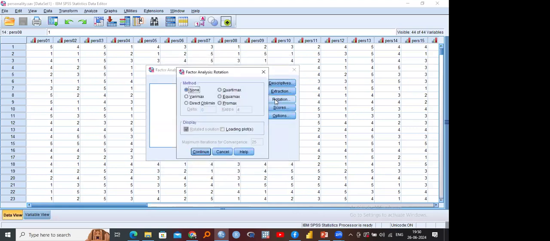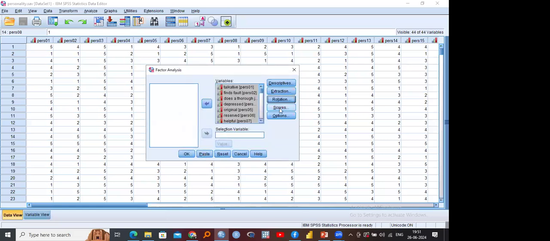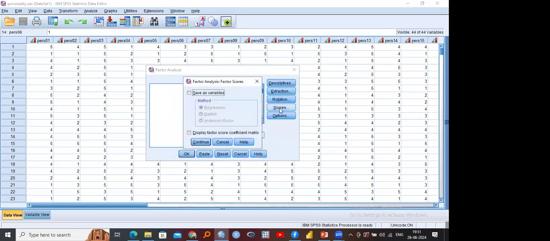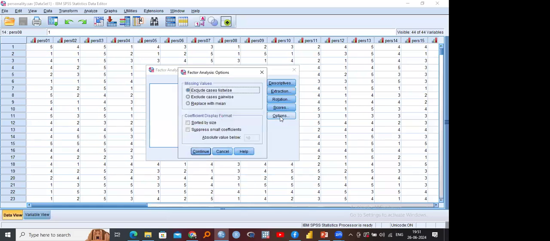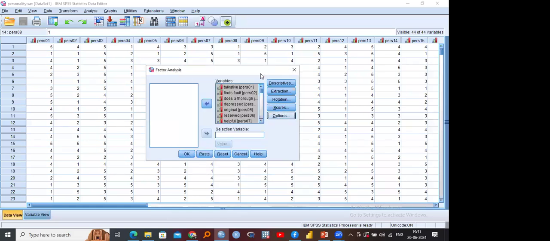In rotation, click on Varimax. The rest of the options should be like this only. Then click on Continue. In the scores, click on Save as Variables. Click on Continue. Options, you don't have to do anything right now. Later on, we will do it.